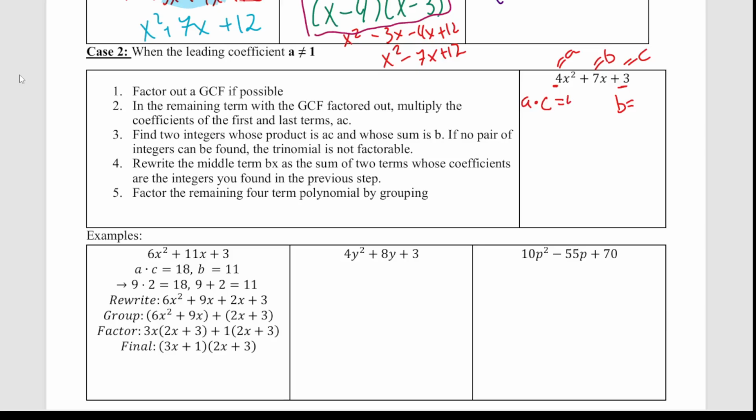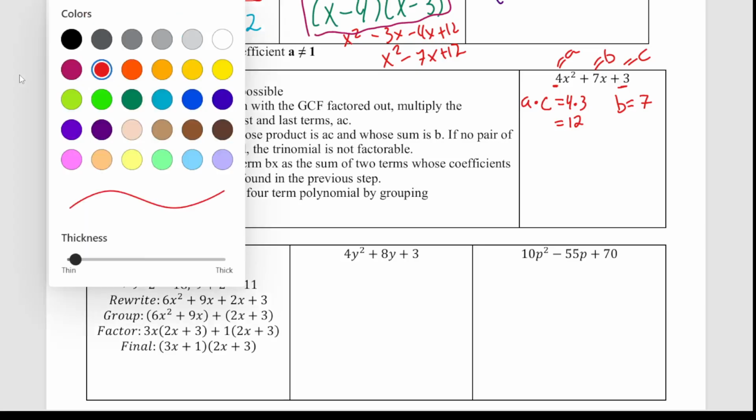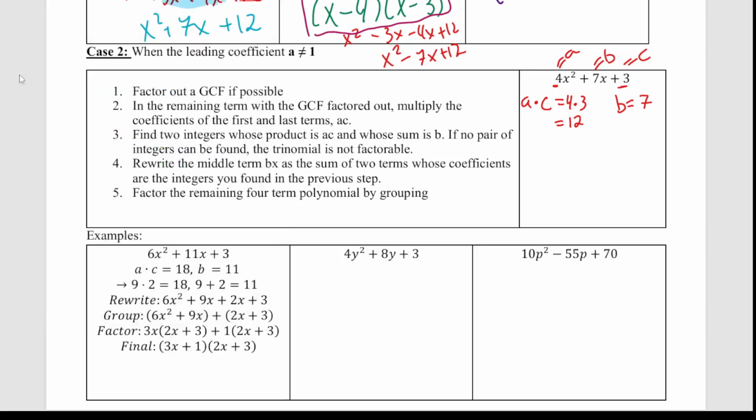So in this case, a times c is 4 times 3, which is going to give us 12. And b, in this case, is 7. So what's going to multiply to 12 but add to 7? Those will still be the same numbers that we found before, which is 4 and 3.